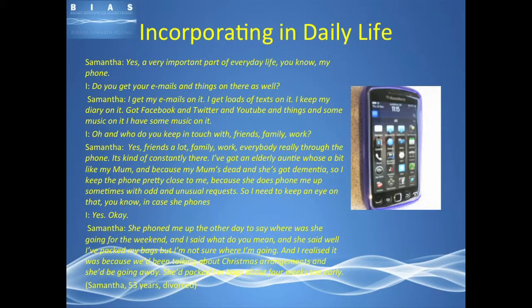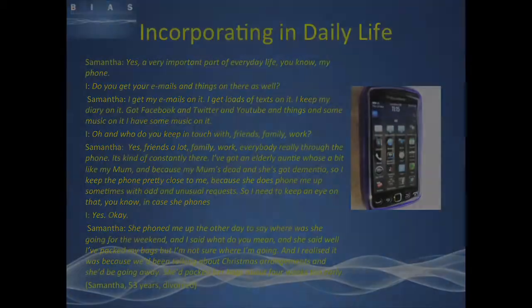So Samantha's saying, yeah, it's an important part of everyday life, your phone. I get my emails in it, I get texts in it, I have my diary on it, I have Facebook, Twitter, YouTube and things, I have music and everything on it. But alongside that, it could also be useful for certain roles or a certain relationship. So she always wanted to have a mobile phone on her because her aunt had dementia. So if something happened or if she wanted something, she had it on there, and you could have that more immediate contact with people as well.